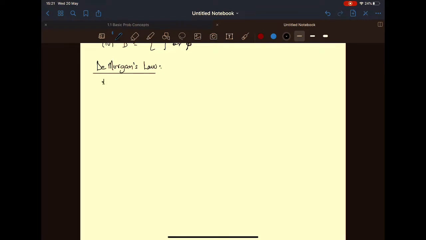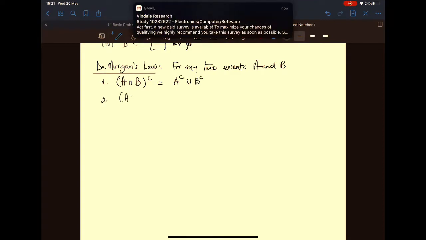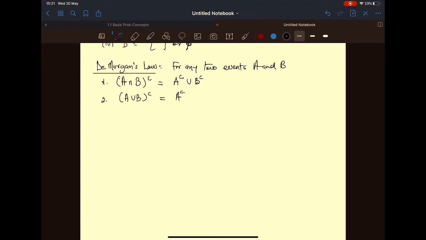The first of it is, for any two events A and B, 1, A intersection B complement is the same as having A complement union B complement, and 2, A union B complement is the same as having A complement intersection B complement. So these are the statements made by De Morgan's law.